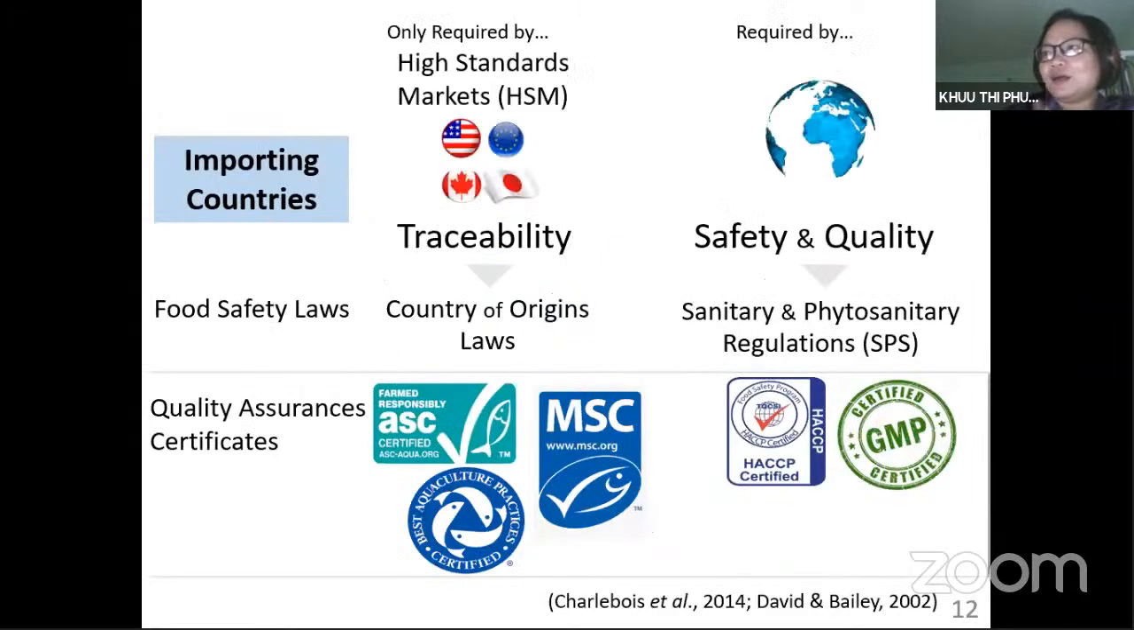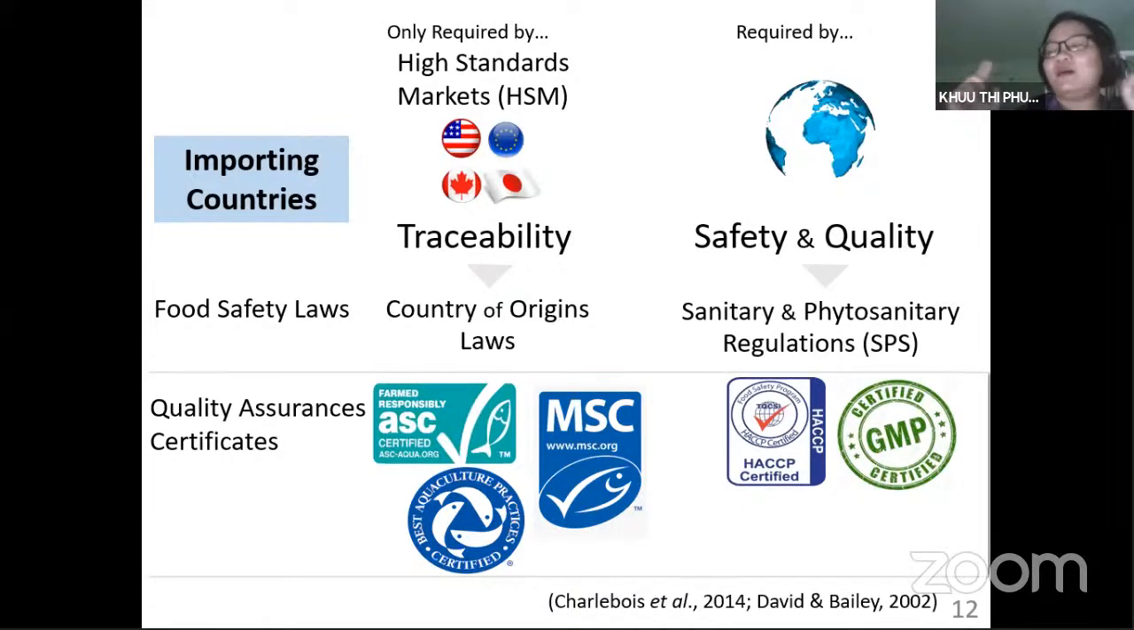And as you can see, traceability is now required by high standard markets like Japan, Europe, the USA, and Canada. And the other countries, the consumers in the world, are also considering the safety and quality problem. But traceability is not only required in high standard markets.